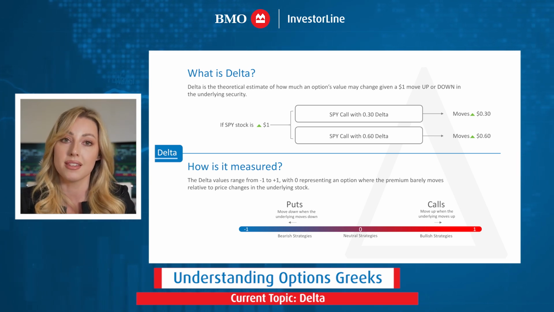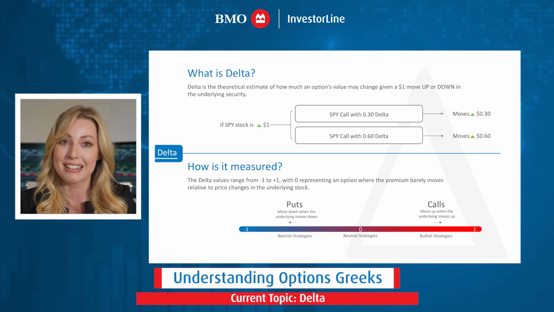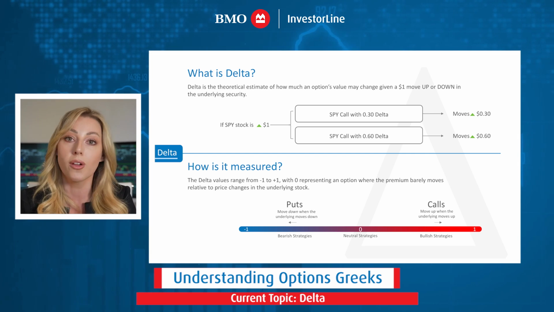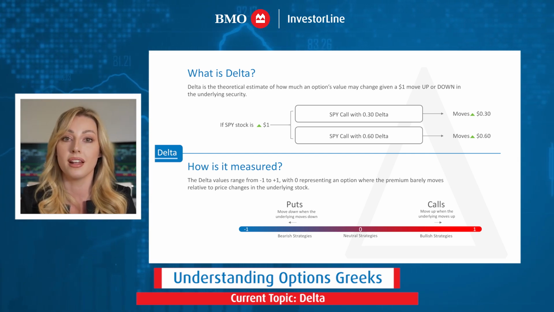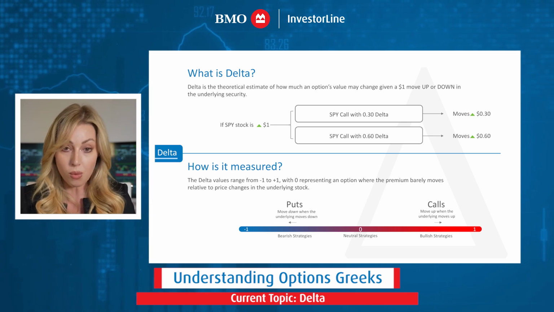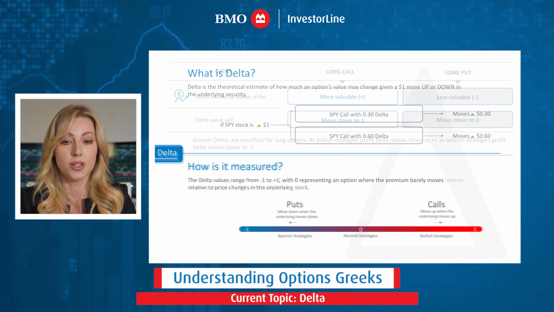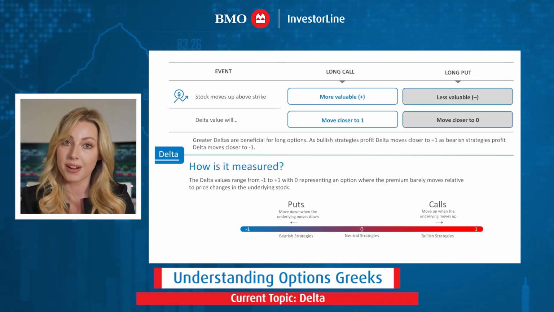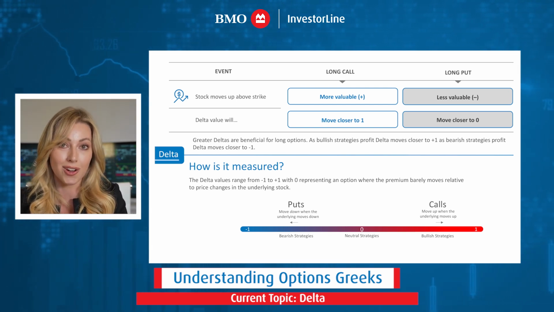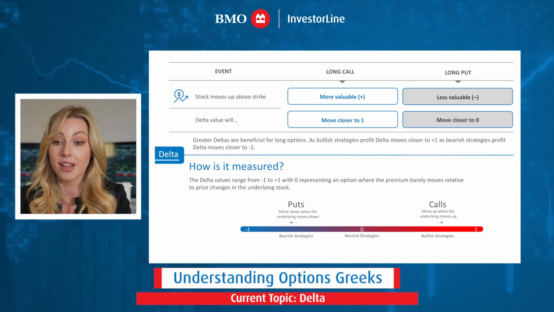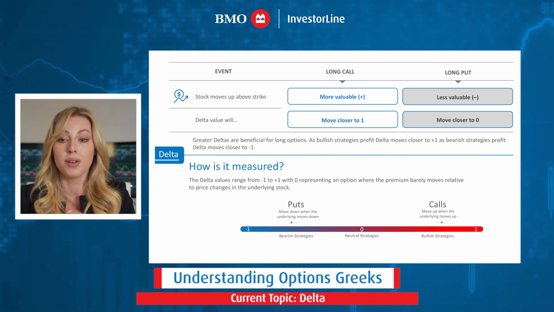The takeaway from this is the definition of delta simply means if the underlying security were to move $1, how would that affect my premium? And it's measured on a scale from -1 to +1. So expanding on that, let's bring it back to those events. If the stock were to move above my strike, the long call would be more valuable. The long put, less valuable. So what does that mean?